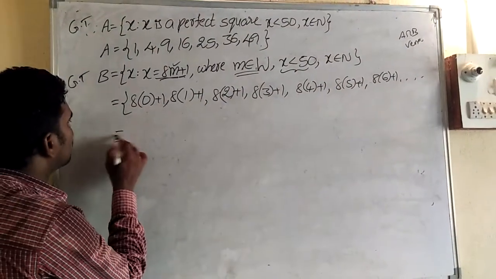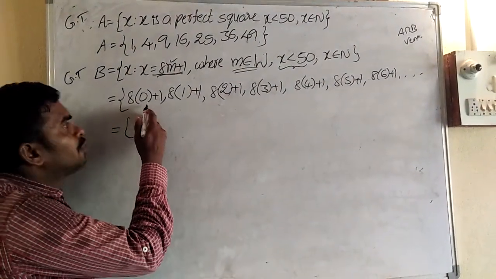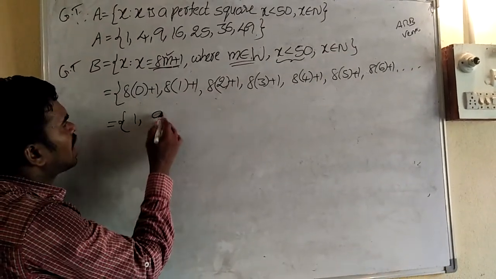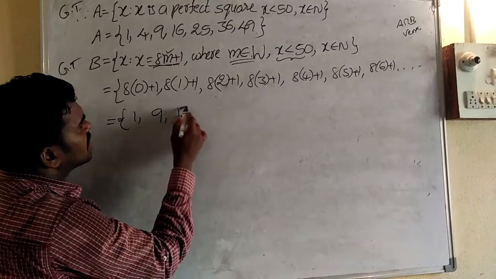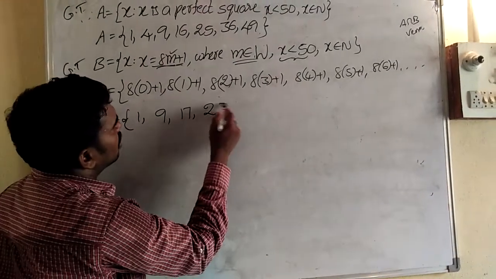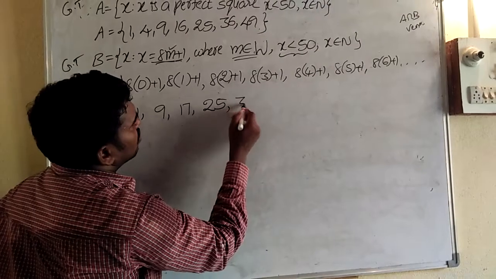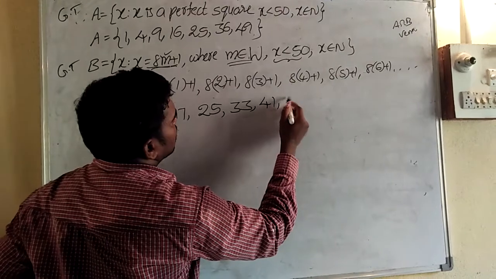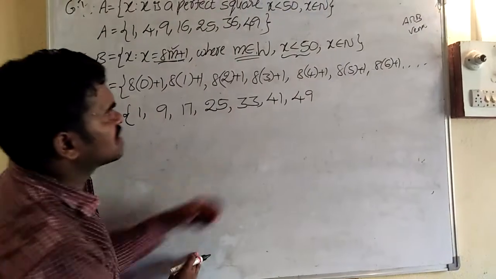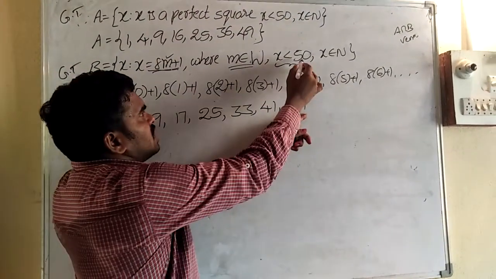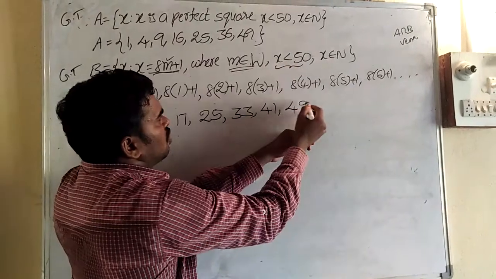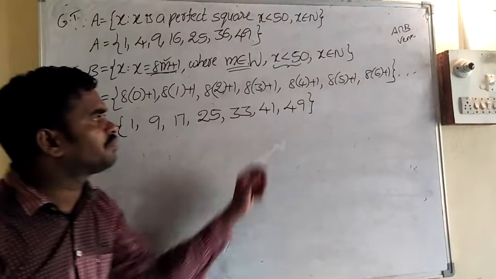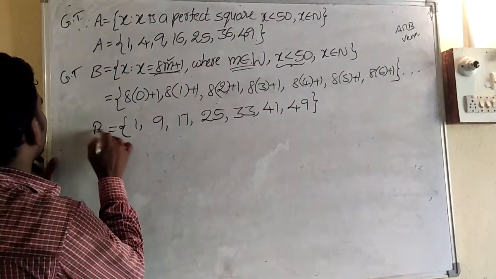So first of all, finding these values. 8 into 0 is 0, plus 1, 1. 8 times 1 is 8, plus 1, 9. 8 times 2 is 16, plus 1, 17. 8 times 3 is 24, plus 1, 25. 8 times 4 is 32, plus 1, 33. 8 times 5 is 40, plus 1, 41. 8 times 6 is 48, plus 1, 49. I think up to here is enough, because the values must be less than 50. So below 50 means 49 only. So here we can stop. So we got A and we got B.